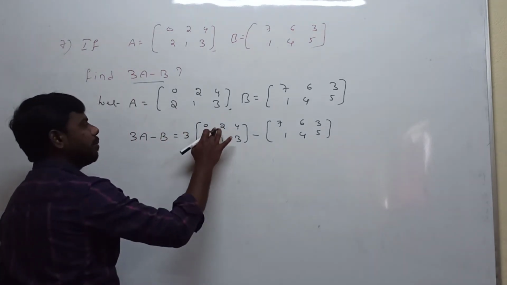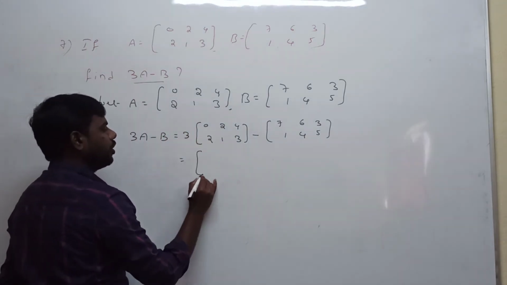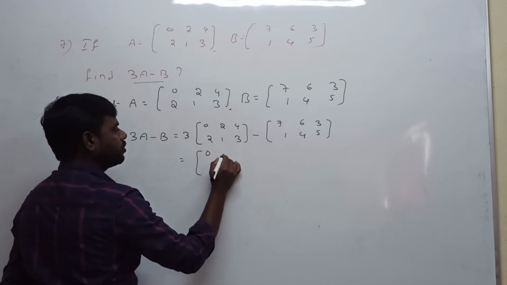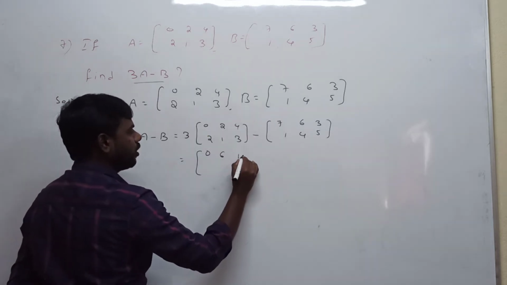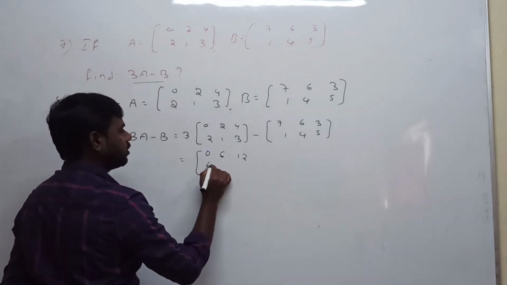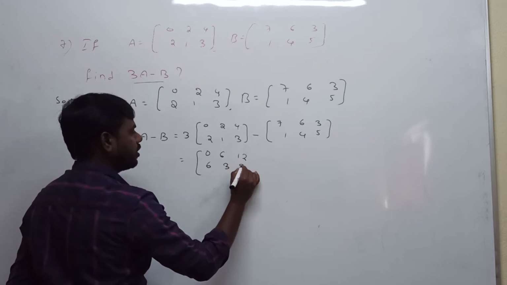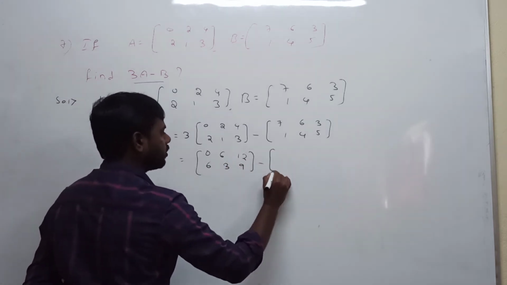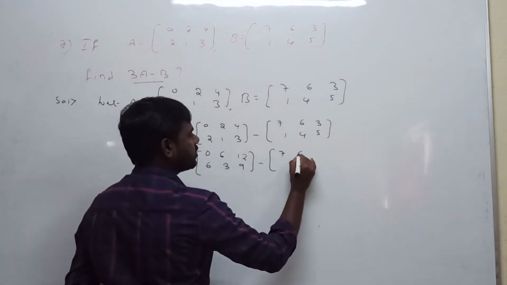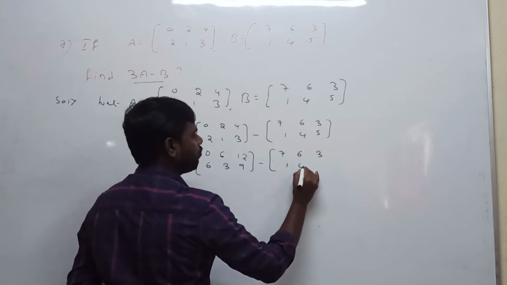So now each element is multiplied by 3. 0 into 3 is 0, 3 into 2 is 6, 3 into 4 is 12, 3 into 2 is 6, 3 into 1 is 3, 3 into 3 is 9. Minus this matrix, write as it is: 7, 6, 3, 1, 4, 5.